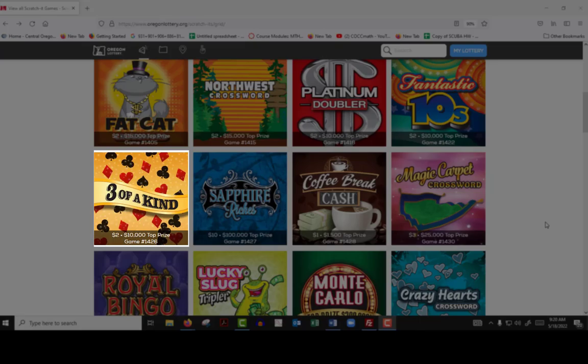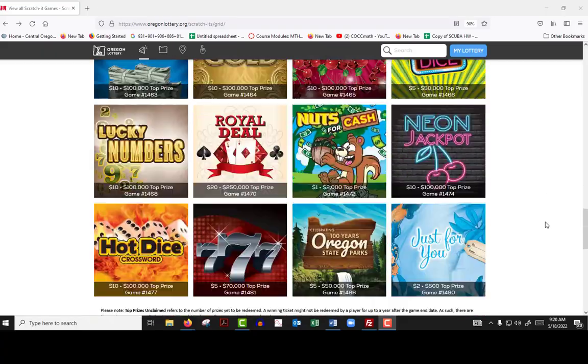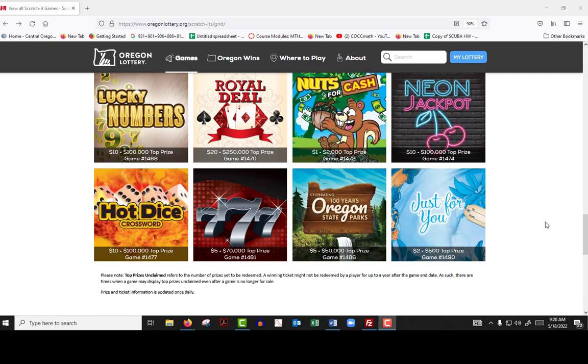There's our 3 of a kind right there that the Oregon Lottery is currently offering. It looks like they have about 40 of them or so. They run for about a year and then they replace them with new ones. They call it the family of scratch it tickets. The trick with them is you'd have to first locate the tickets that have optimal prize distribution.